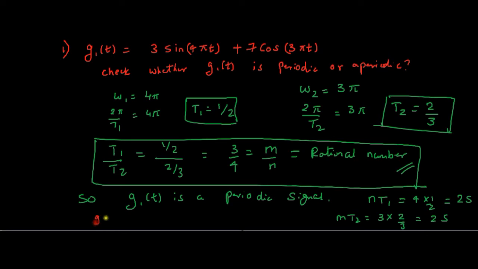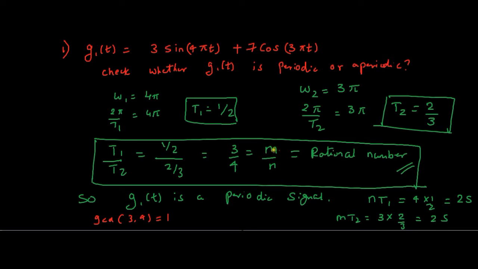Here, what is GCD of m and n? This is 1. So I'll summarize. First, we calculated the time period of these two independent signals, sin 4 pi t and cos 3 pi t. We got t1 equal to 1 by 2 and t2 equal to 2 by 3. By definition, g1 of t is periodic if the ratio of t1 upon t2 is a rational number. Here the ratio is 1 upon 2 and 2 upon 3, which is 3 by 4, a rational number.